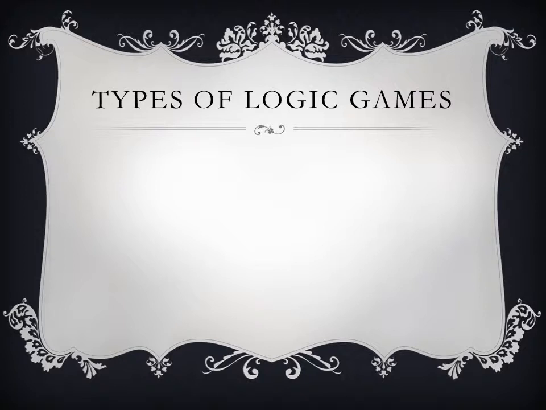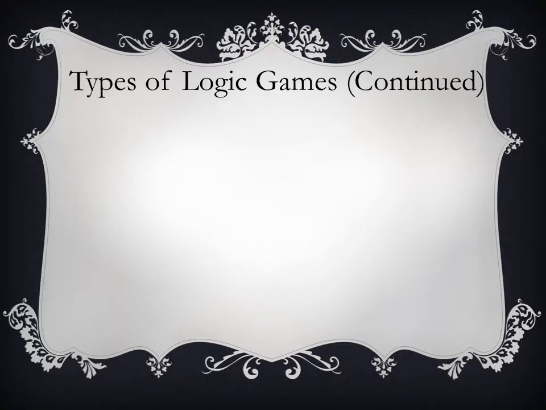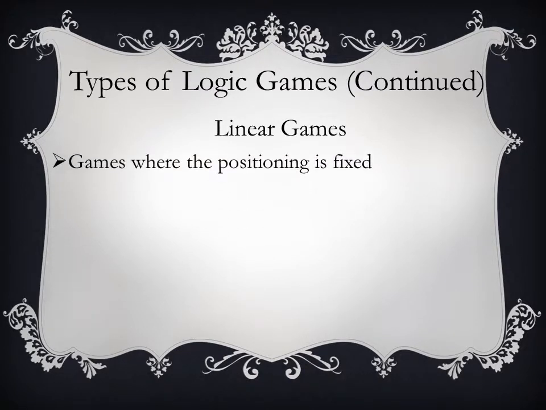So the games that I'm going to go over are the games that occur in every single LSAT. The first will be the linear games, the second will be the grouping games, and the third will be the pure sequencing games. Now, games: what are they? Well, they're just games where the positioning of the variables is fixed in some way.